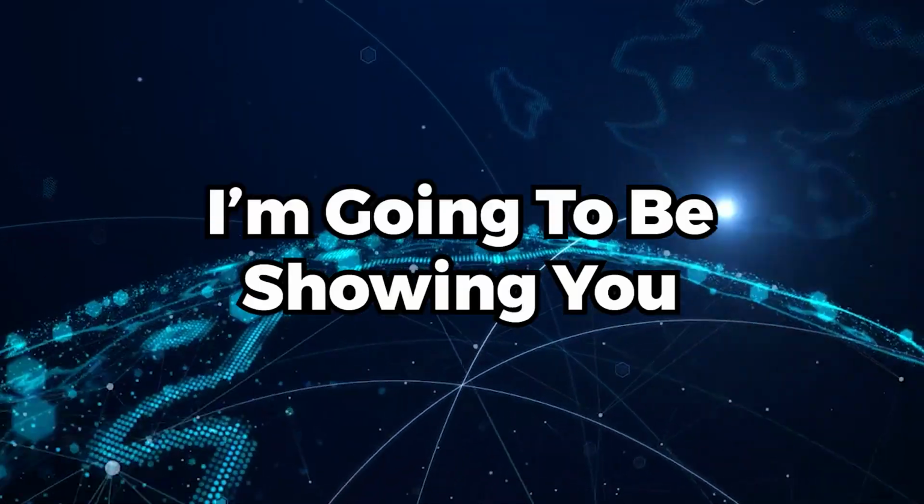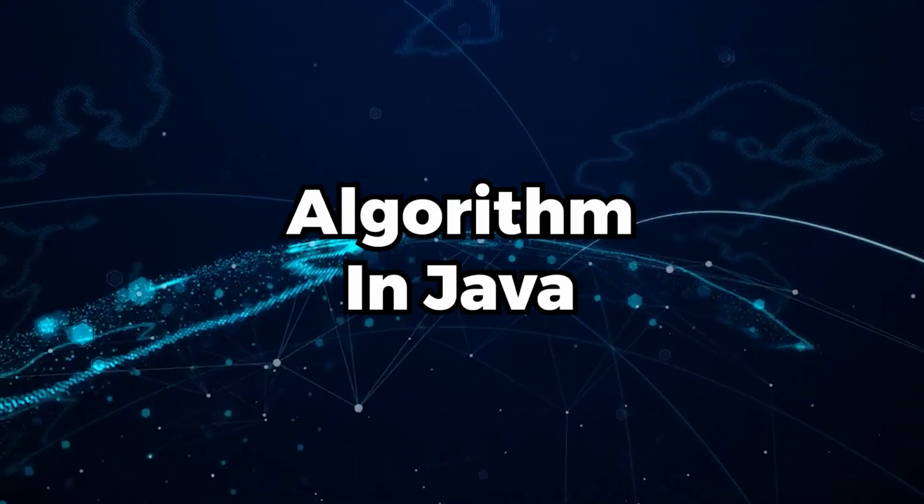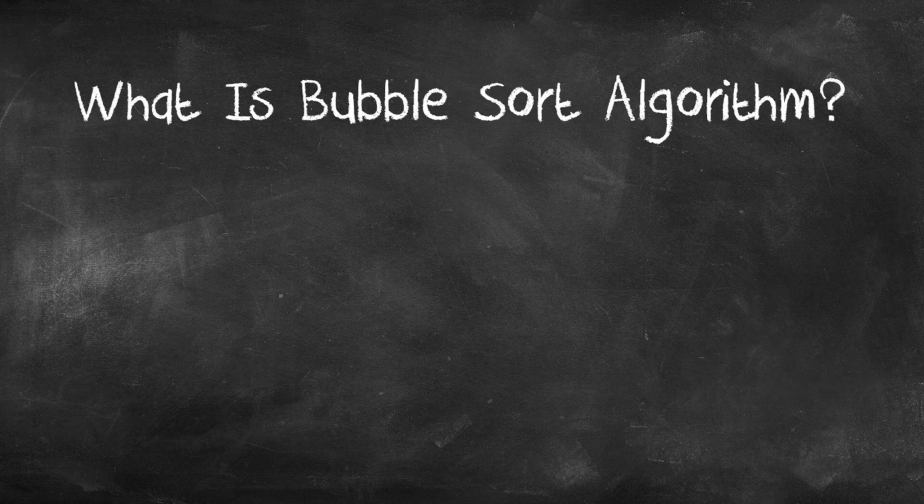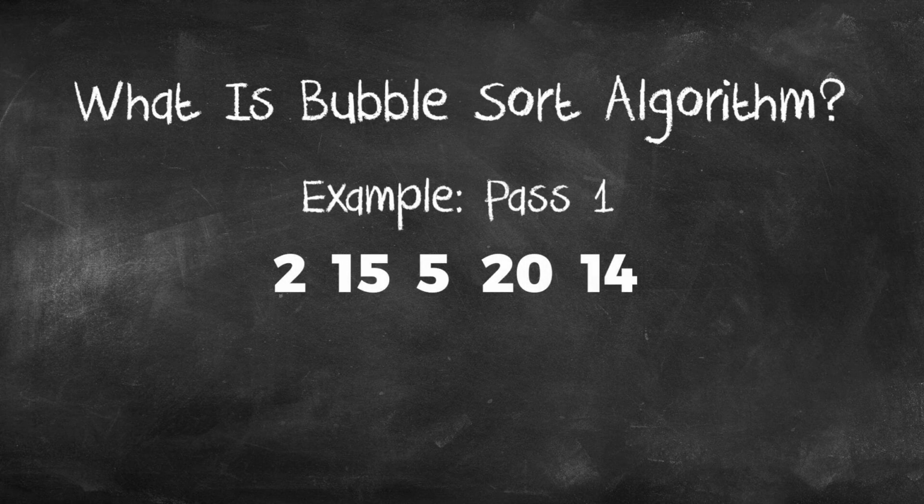Hey everyone, I'm going to be showing you how to make a bubble sort algorithm in Java. The bubble sort algorithm takes an array of numbers and rearranges them into ascending or descending order. In this array, the first pass of the algorithm will compare the first and second element. It will see that element 0 is smaller than element 1.